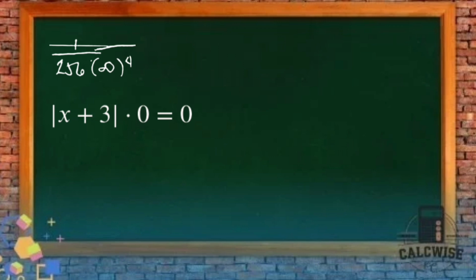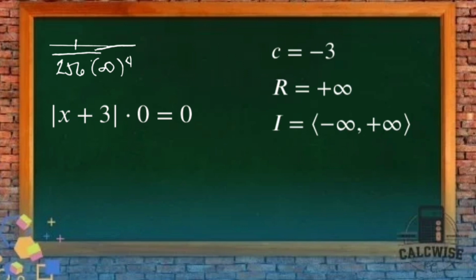Since the ratio test gave a limit of 0, the power series converges for all values of x. The radius of convergence is infinity and the interval of convergence is negative infinity to infinity.